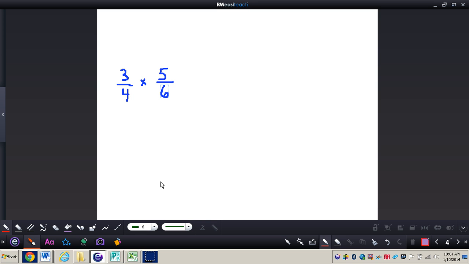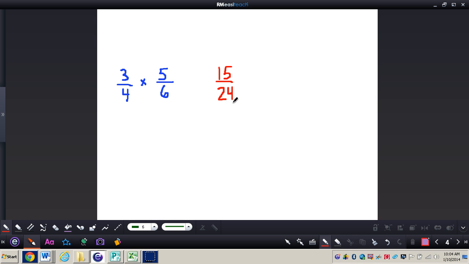So we're going to take a look at the first one. Just follow along with me as I walk you through it. 3/4 times 5/6. First thing we'll do is multiply the 3 times 5. That's going to give me 15. Then we can multiply the 4 times 6. You can see pretty simple here. It's going to give me 24.